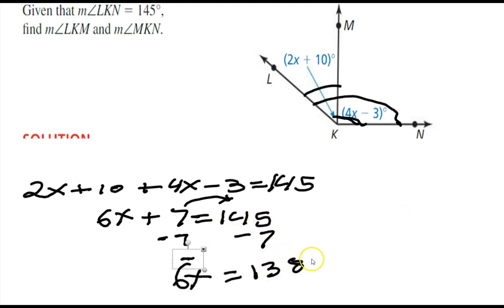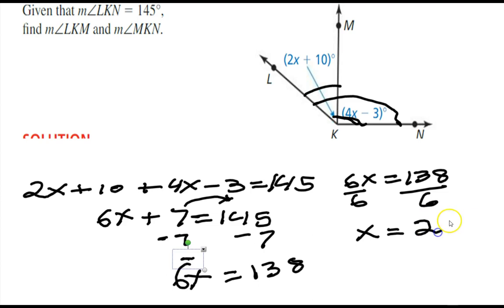The 145 minus 7 gives you 138. I'm going to carry this up over here where I have room. The last step is to divide both sides by 6. Taking 138 divided by 6 gives you 23. So the question is, are we done? The answer is no, because they're not asking us to find x. We have to find x to be able to answer the question, but that is not what they're looking for.